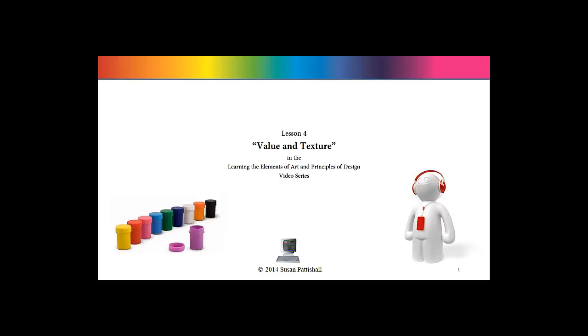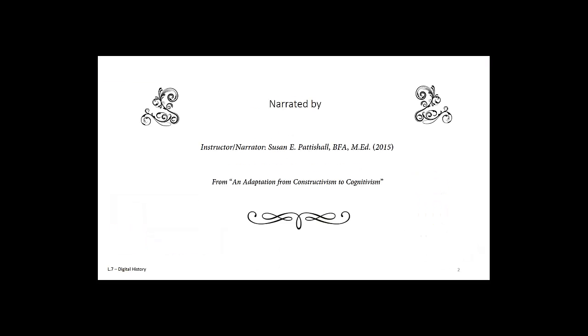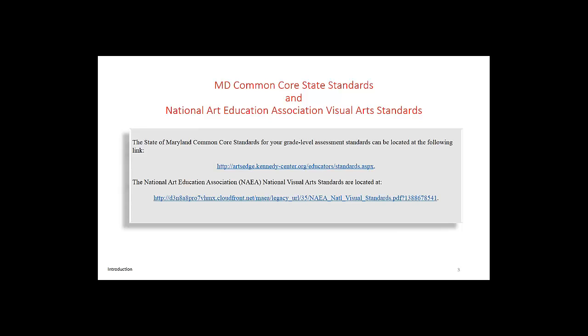Value is the element of art that refers to the lightness or darkness of a color. Value is very important in works of art when color is absent. Value is an element. Texture is also an element of art. Texture is the surface quality or feel of an object: smoothness, roughness, softness, etc.